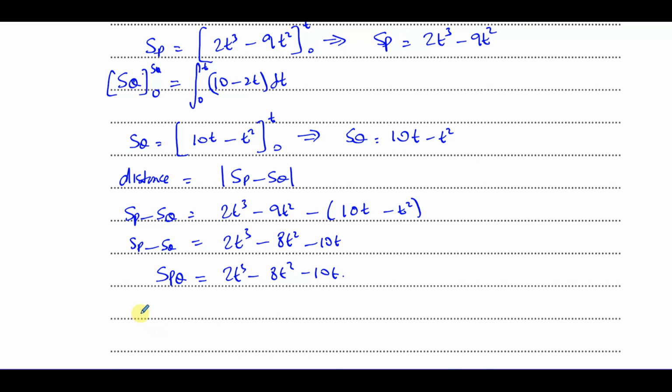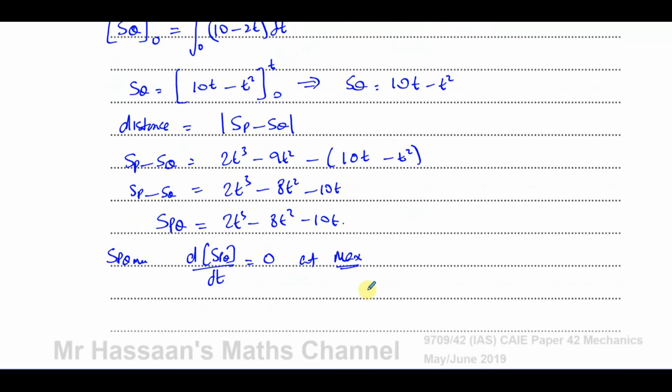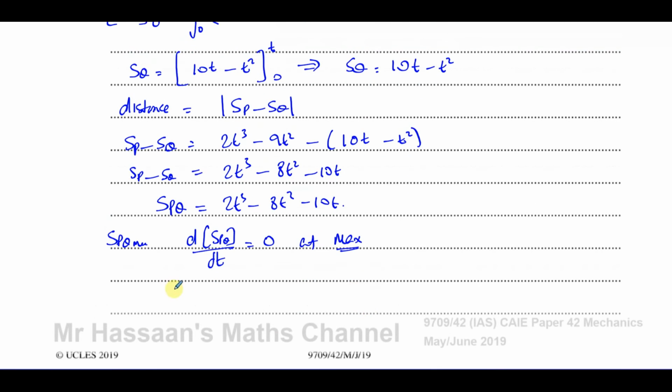I want to find the maximum value of the displacement between P and Q. I need to find s_PQ max, you could say. Now, to find the maximum value of a function, you need to find the turning points. You need to differentiate. So I'm going to find d s_PQ over dt, and I know that this must be 0 at the maximum, or the minimum. But the maximum is going to be equal to 0. So let's find what this is.